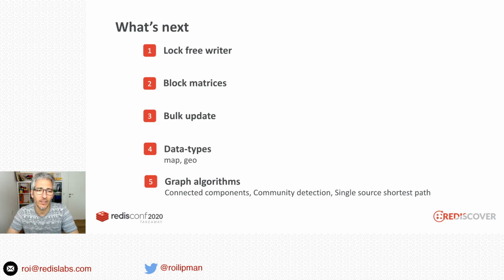Obviously, we want to extend our support for data types, and so we have a number of requests which we want to address with regard to the map data type, but we also want to include the geo data type. And lastly, we want to extend our classic algorithm package to include algorithms such as connected component and community detection and single source shortest path.